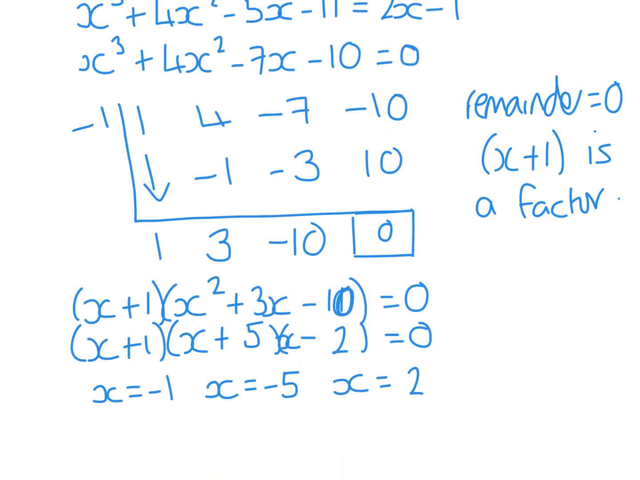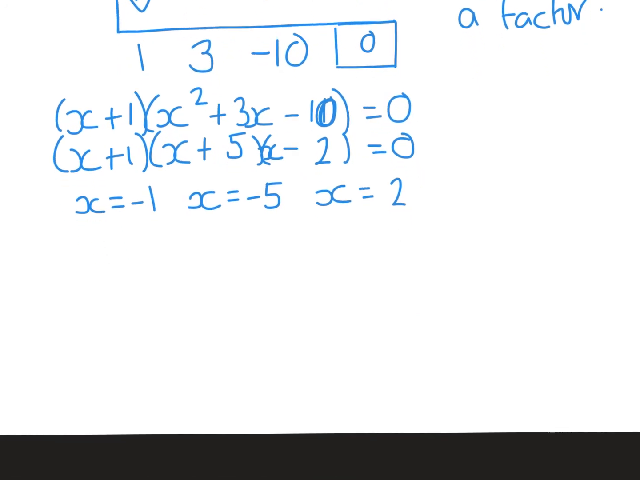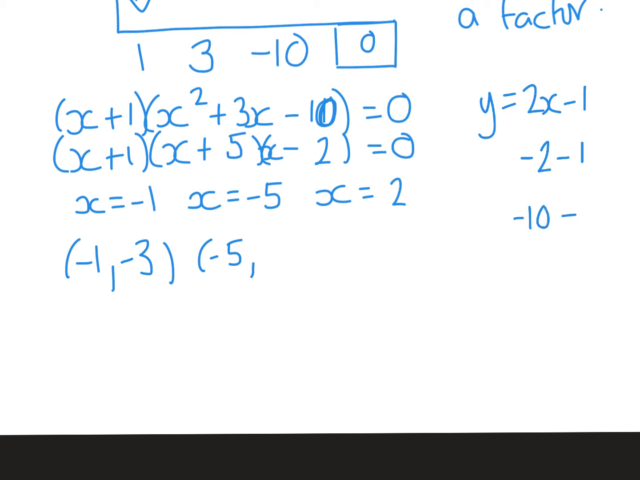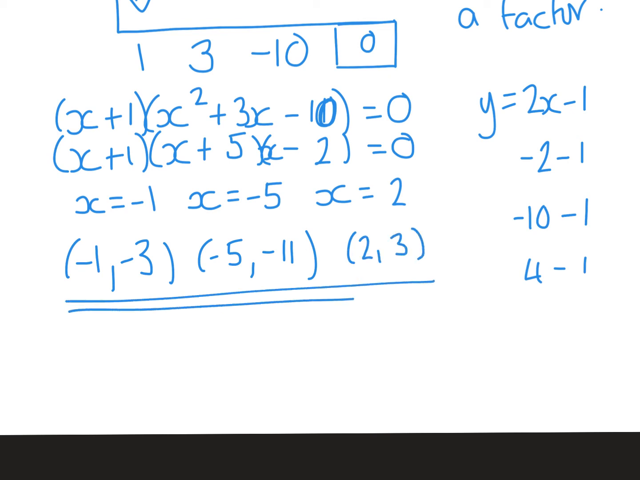So into the equation y equals 2x minus 1, we're going to sub in each of these numbers. For the first one, if we use x equals minus 1, when we sub that in, that gives us minus 2 minus 1, so minus 3 for our first coordinate. When we sub in minus 5, that gives us minus 10 minus 1, which is minus 11 for our second coordinate. And on the last one, when you sub in 2, that gives us 4 minus 1, which is 3. So they are your coordinates there. Okay, and that's that question solved.